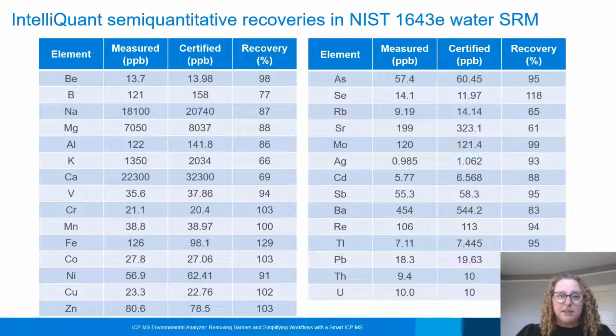These IntelliQuant semi-quantitative results are shown here for our NIST 1643E water SRM. So you can see how good of a recovery we got using just IntelliQuant, this 2-second scan. These were the results. I think everything was within plus or minus about 20%, with a couple of outliers. You can see that strontium was a little bit lower and iron was a little bit higher. But this is amazing for being able to get all those elements in just 2 seconds.